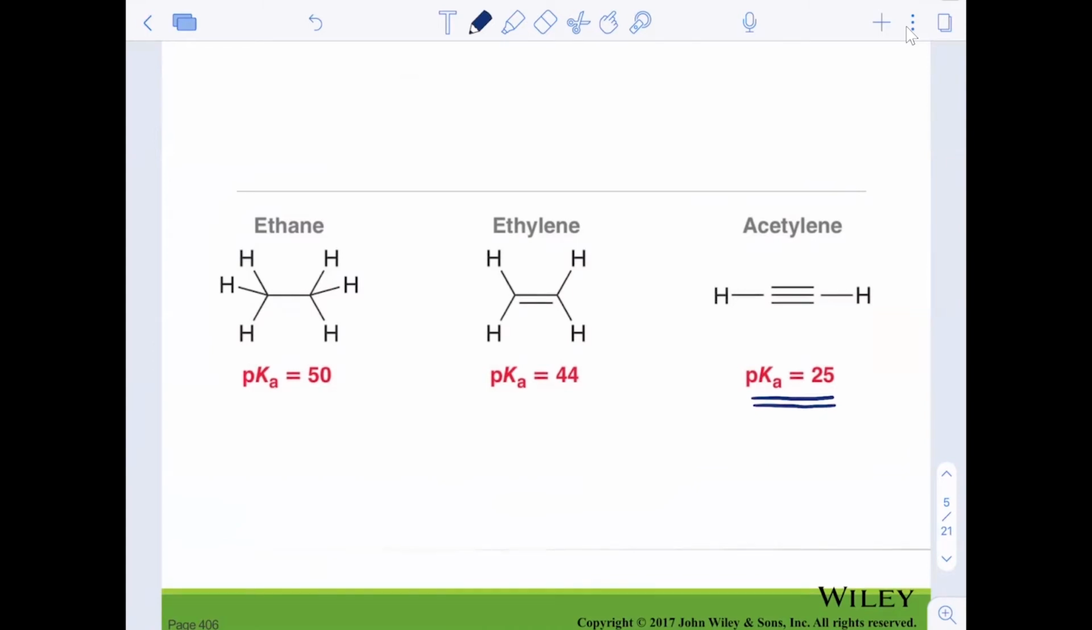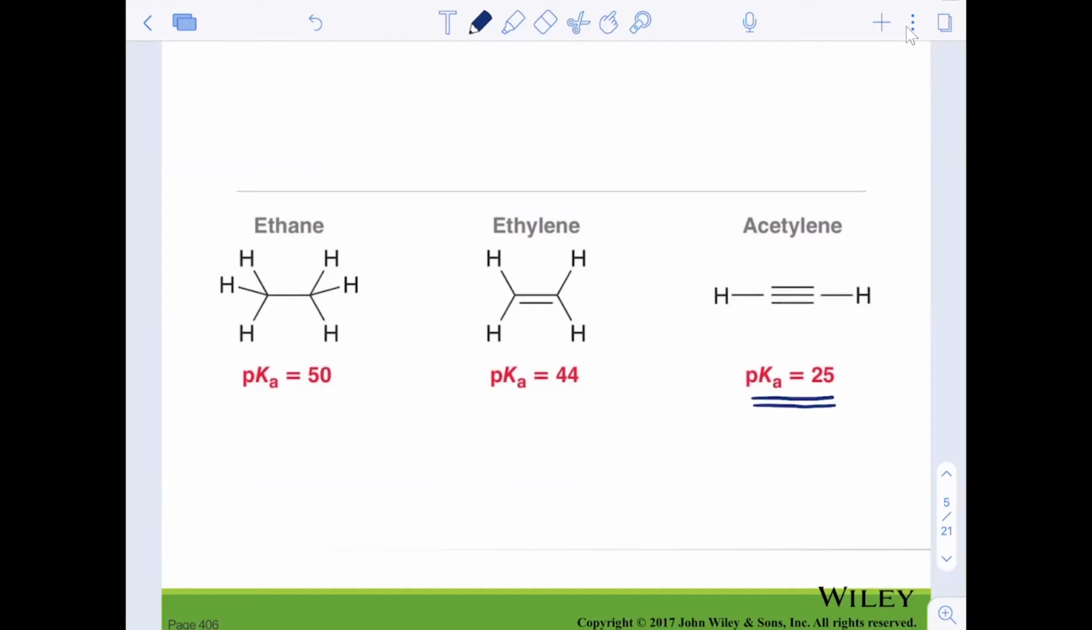sp3 hybridized carbon to hydrogen has a pKa of 50. Very, very stable, very unreactive. Ethylene, the carbon-carbon double bond, right? The sp2 carbon to a hydrogen is very close. It's 10 to the 6 times more reactive than ethane. However, look at acetylene. Acetylene is the common name for the alkyne we see there with 2 carbons, C2H2, and the pKa drastically drops.